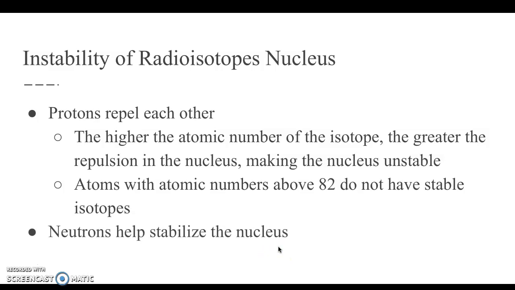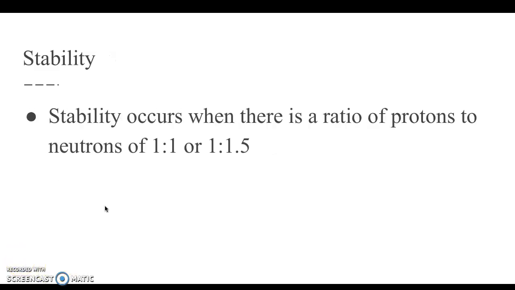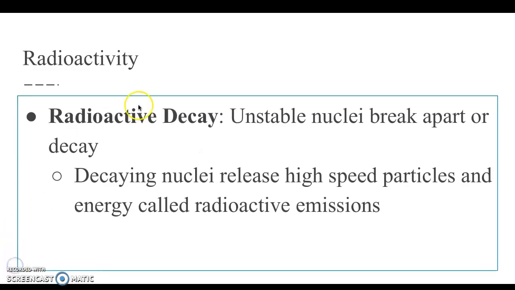Neutrons are in the nucleus to help stabilize the nucleus and to provide a little bit of separation between those positive charges. But as I just said, there is a tipping point. Stability occurs when there's a specific ratio between protons and neutrons. It's about a 1-to-1 or a 1-to-1.5 ratio between protons and neutrons, which is stable. This ratio tends to break down with elements above 82 when there's just so many protons and not enough neutrons. So for those larger elements, they're radioactive.